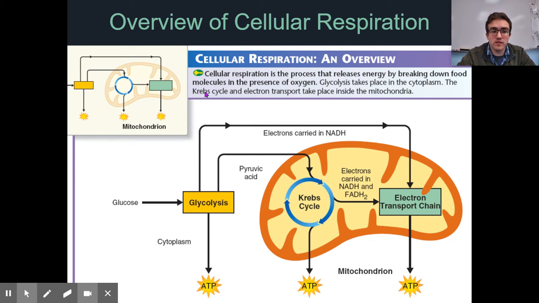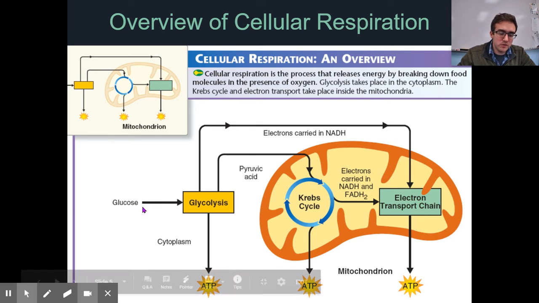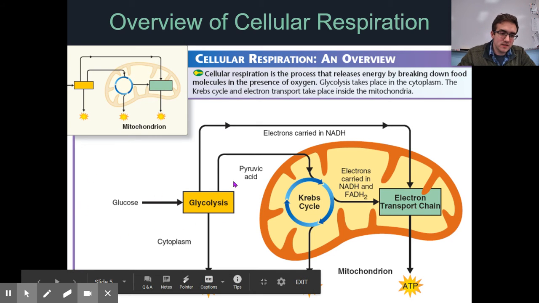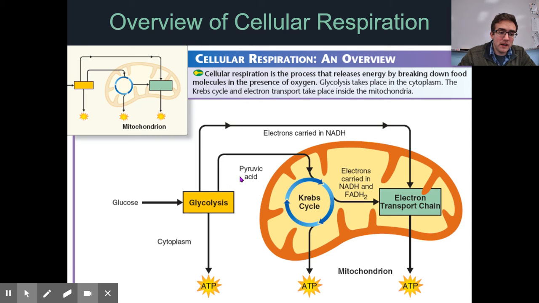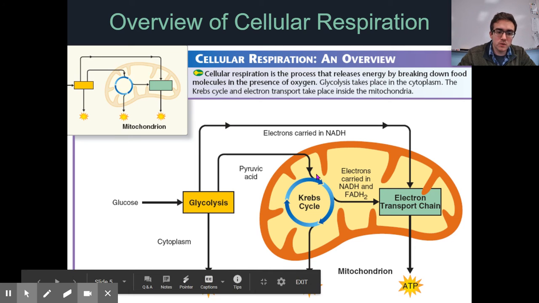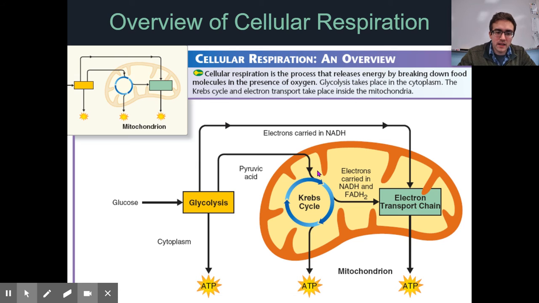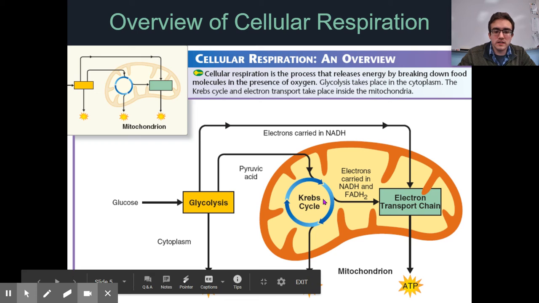So this is just that overview of cellular respiration. Let's go. We have glucose comes in. Glycolysis occurs in the cytoplasm, so outside of the mitochondria. Glucose gets turned into two pyruvic acids. The pyruvic acids then go into the mitochondria, run through the Krebs cycle, and after running through the Krebs cycle, the energy that's released goes through the electron transport chain and puts our finishing touches on our ATP.